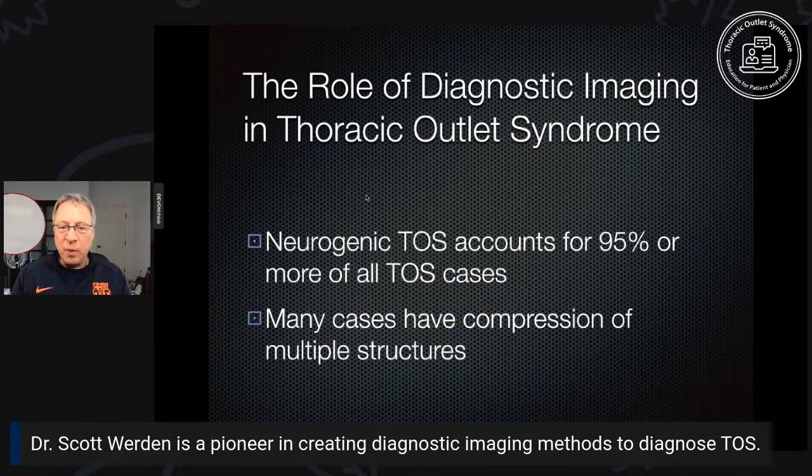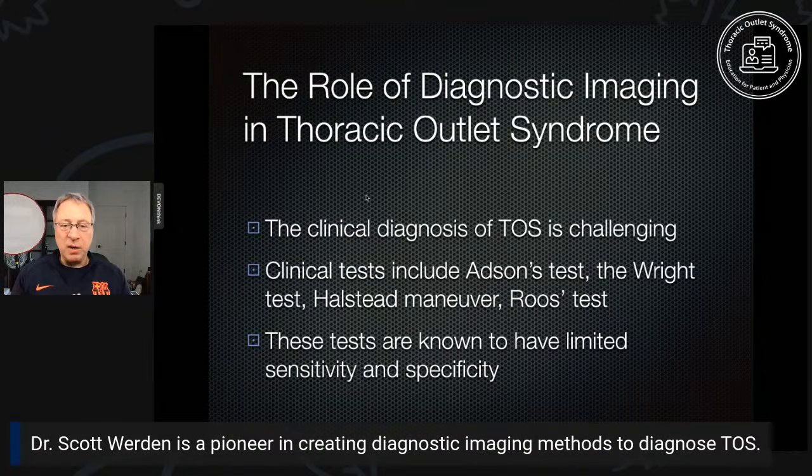But bear in mind that when we see a patient with neurogenic TOS and we see compression or tension of the brachial plexus, we often see some compression of the arteries and the veins. Therefore, it's pretty important to get an idea of all the structures that pass through the thoracic outlet if we're going to do imaging.